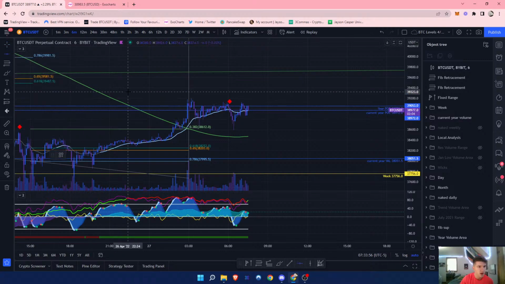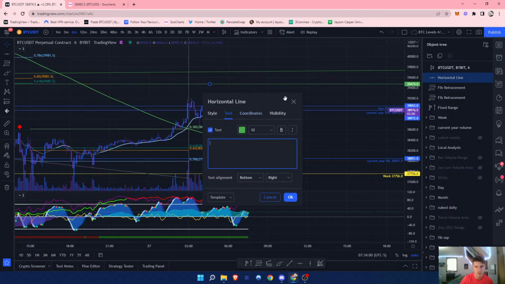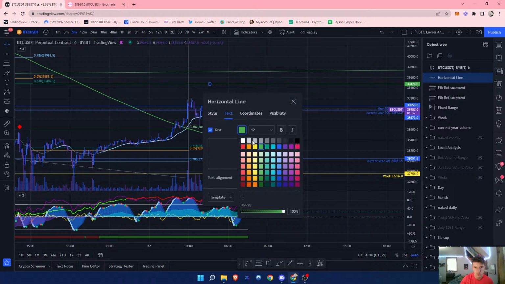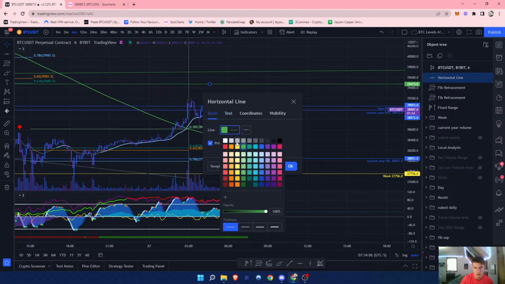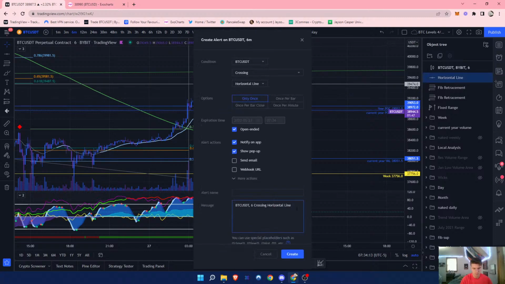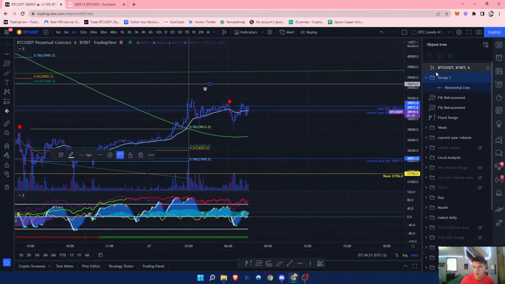So I like to put a horizontal line just before the level so I have time to get in the trade and look at it. And so I'm gonna turn this gray. And I'm gonna right click on it and add alert. Look for short on 6-minute. And I'm gonna create an alert folder.